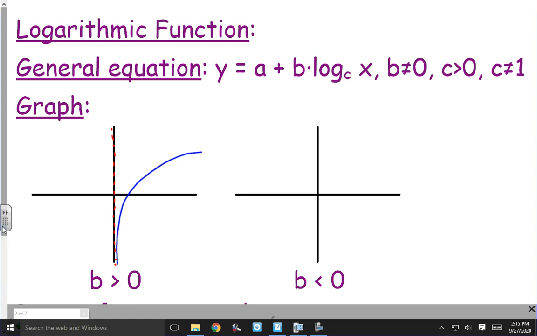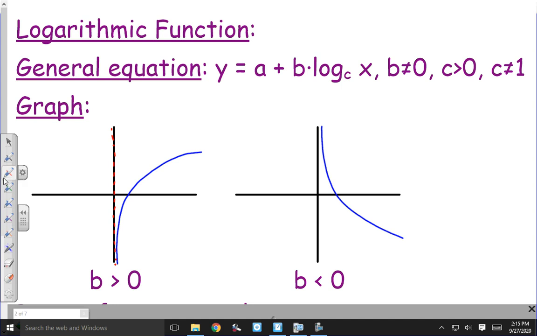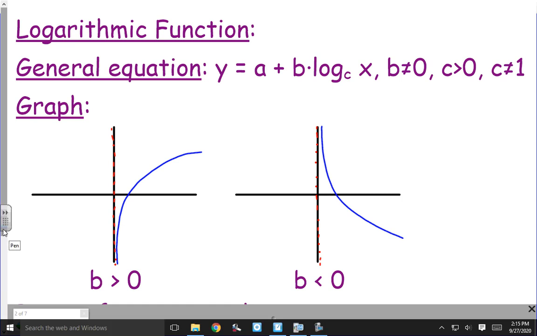If b is negative, then that just is a vertical reflection of this. And that would be our decreasing logarithmic function, so it would look something about like this. And again, your y-axis is going to be a vertical asymptote. So there's a sketch of two possible sketches of what your logarithmic function looks like, depending on the value of b.